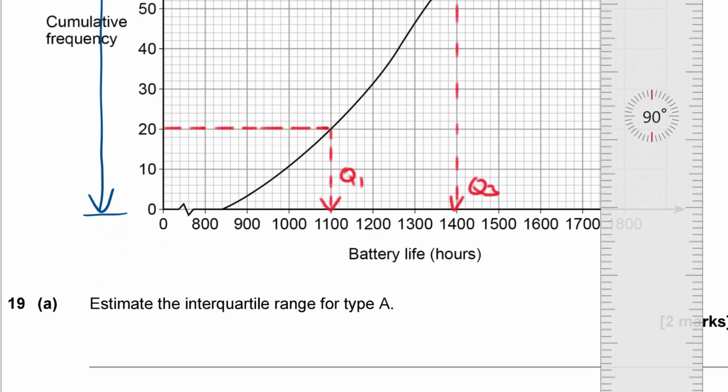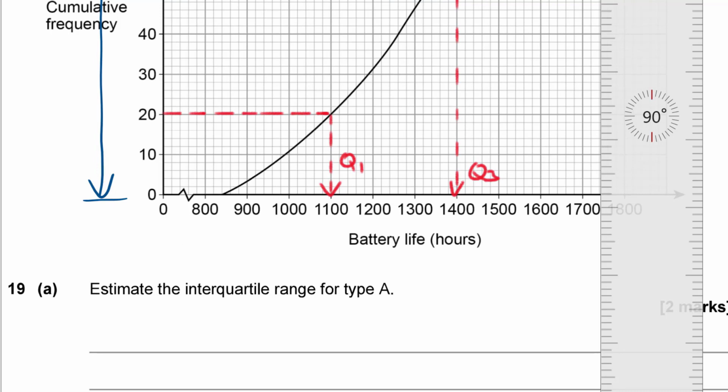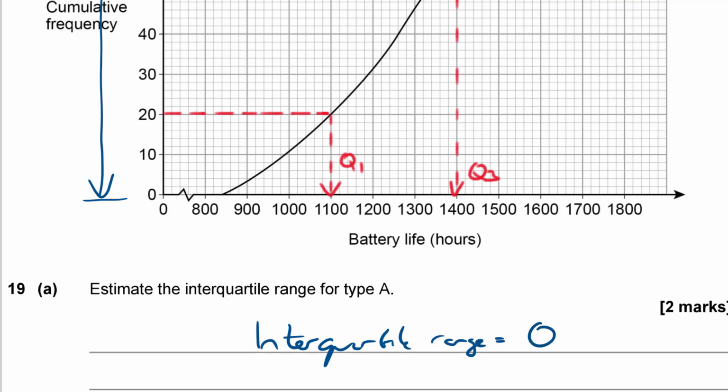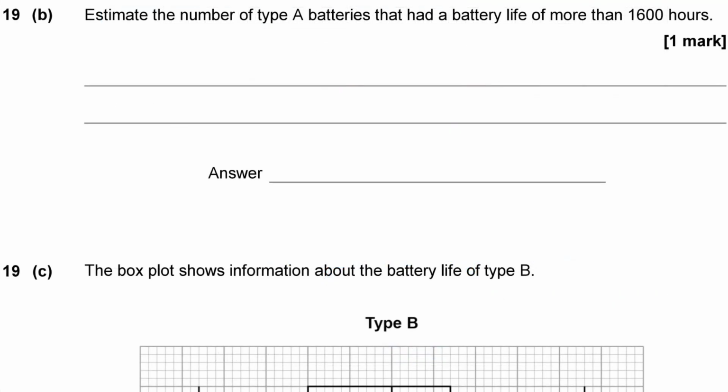Q2 is the median. So Q1 is the lower quartile, Q3 is the upper quartile, and then the interquartile range is the distance between those. Interquartile range is Q3 minus Q1. So from my graph, I can see that Q3 is 1400 and Q1 is 1100, and 1400 minus 1100 is 300. Question 19b. Estimate the number of type A batteries that had a battery life of more than 1600 hours.